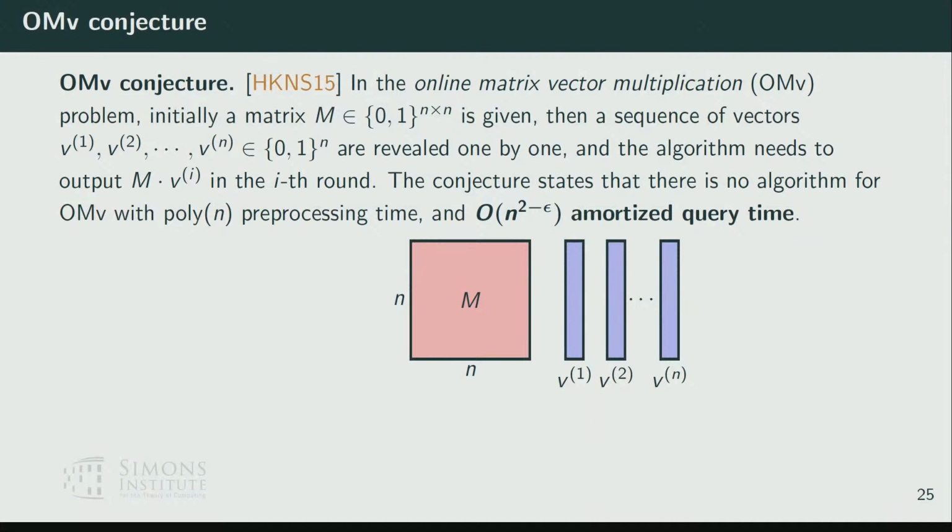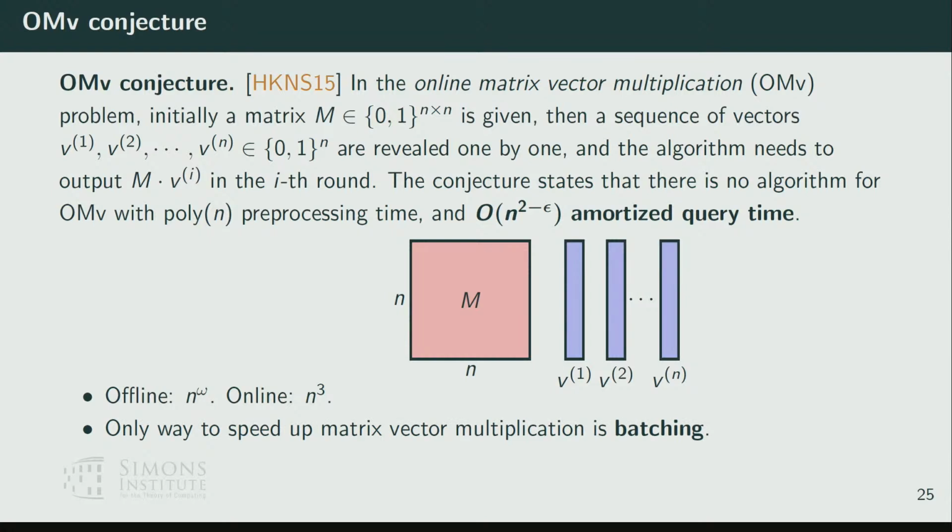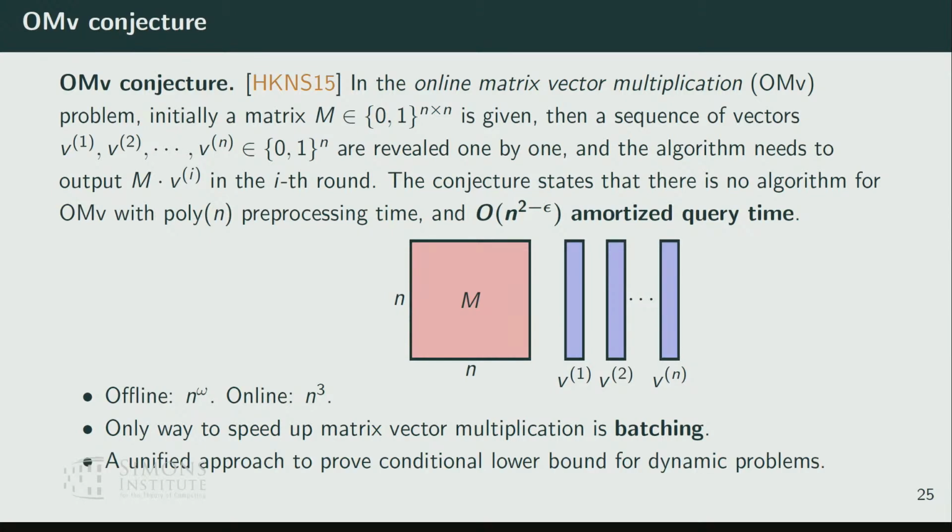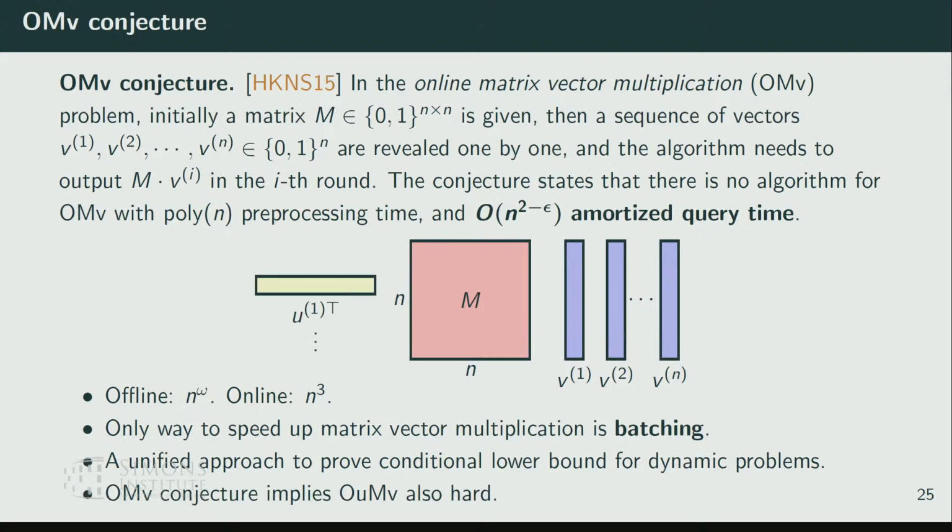So roughly what it means is that in the offline setting, if we want to multiply a matrix with n vectors, we can use fast matrix multiplication to get n to the omega time. But if we want to do it online, then we cannot do it better than n cubed time. So it also says that the only way to speed up matrix vector multiplication is by batching. There are many conditional lower bounds for dynamic problems, especially for dynamic graph problems, that we can prove using this conjecture, some of which you already saw in Ce and Yingzhan's talk earlier this week.